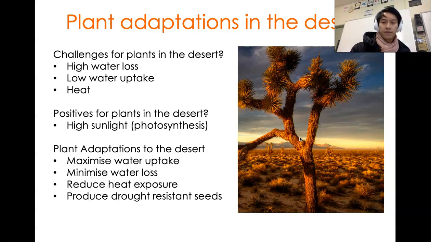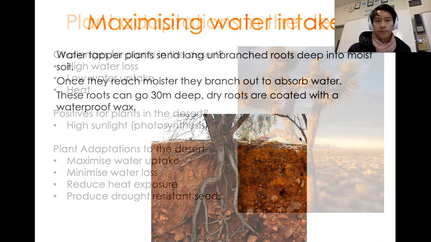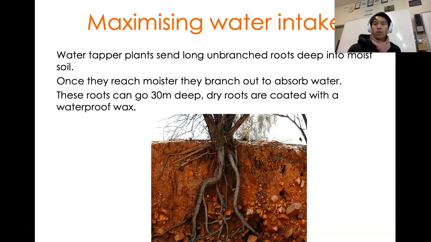And so they need to be able to adapt by maximizing the amount of water they're going to take from the environment, minimizing the amount that they're going to lose through the leaf, reducing the amount of heat exposure that they have, and then making sure that their seeds are also drought resistant. And so those are the different adaptations that we're going to go through in this video.